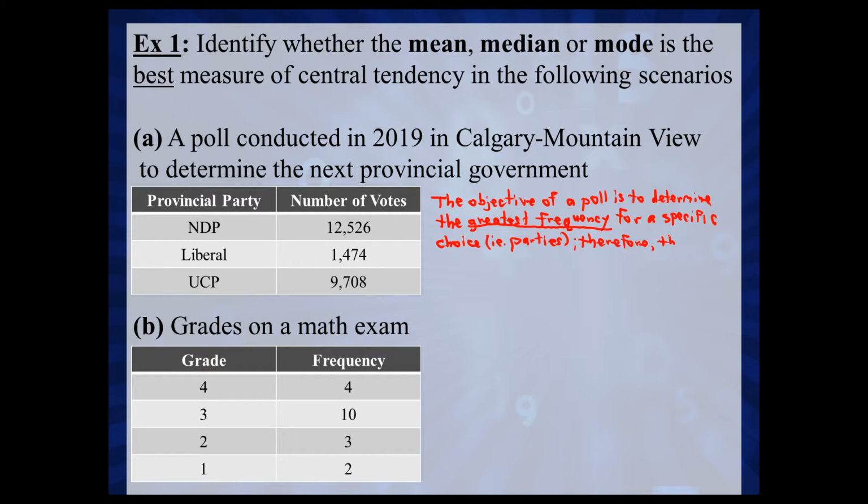the mode is the best measure of central tendency. And that would be the case in any poll or any survey, because in any poll or any survey, you're generally looking at, okay, what's the choice with the most frequent number of votes, which is the mode.